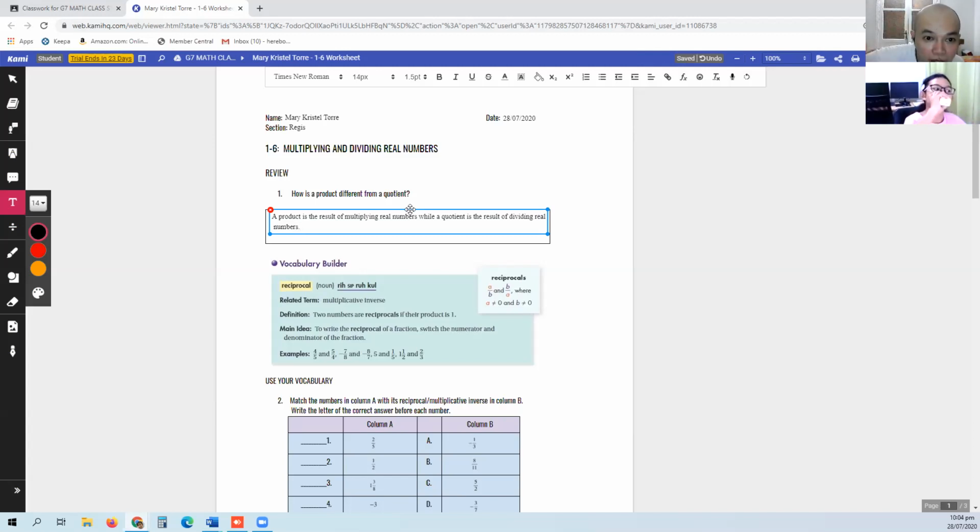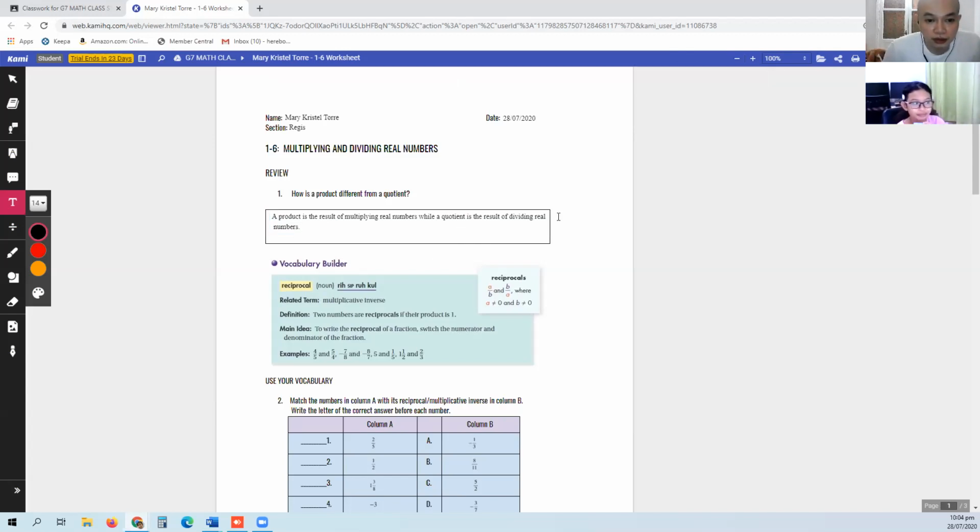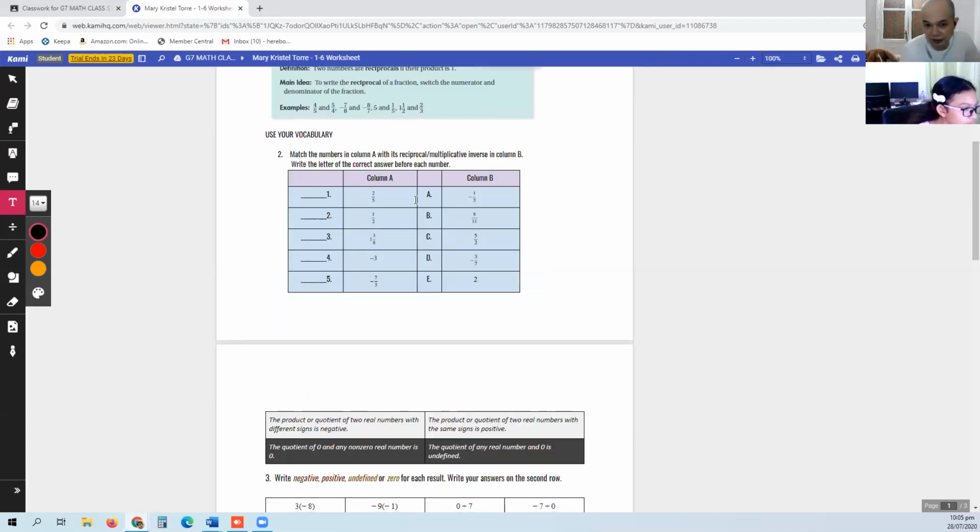Yes. Okay, a product. Can you say it again? Can you read it, Crystal? A product is the result of multiplying real numbers, while a quotient is the result of dividing real numbers. All right, that's it. Okay, so that's how different they are. Now let's see number 2. You go to number 2. You know the answer for that already. We answered that actually. Get the reciprocal.